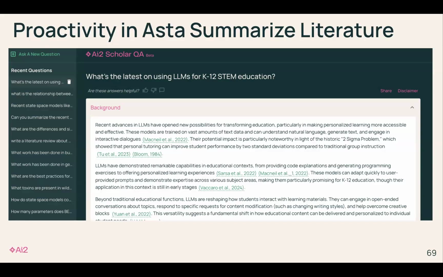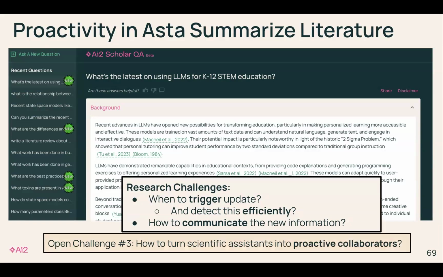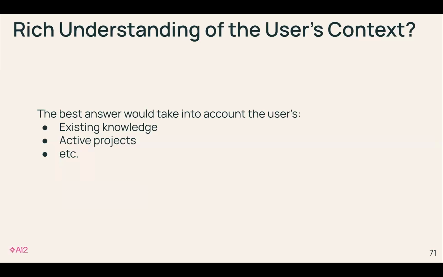Imagine an agent that is constantly observing the literature, and knows what we've asked about before and can surface to us, oh, here's something you should be paying attention to. Like, the answer to the question you asked a couple of weeks ago has changed because of new research. So I think that's an important direction. It's kind of hard to do accurately at scale. And then how do you communicate just what the user needs to know? So we'd like to turn these assistants into proactive collaborators.